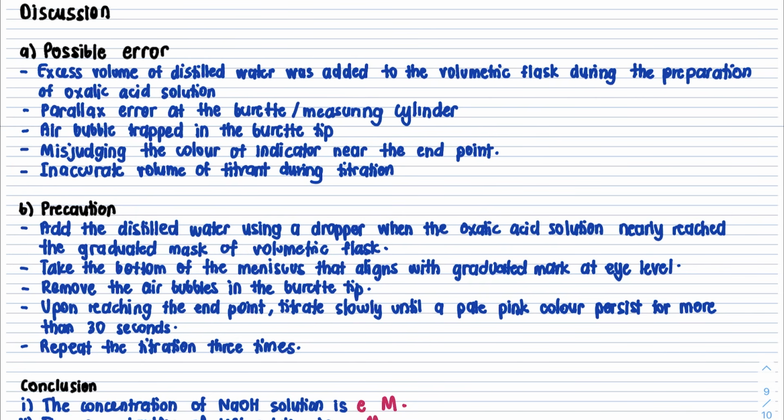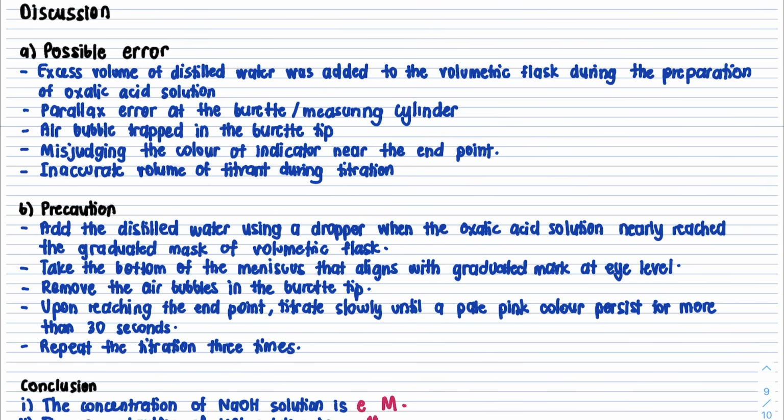The second error that may occur is the parallax error at the burette or the measuring cylinder. For the possible error, it will not be accepted if you only answer it as parallax error. You have to mention to be specific. Where does the parallax error occur?